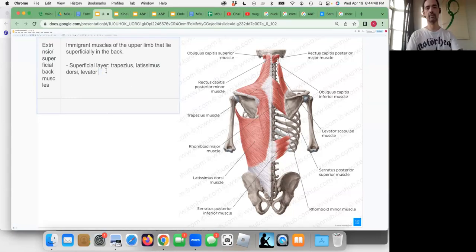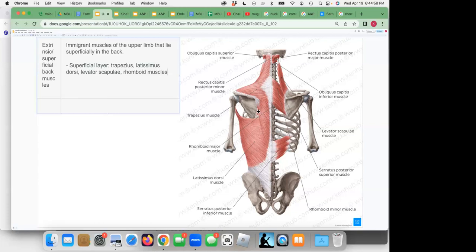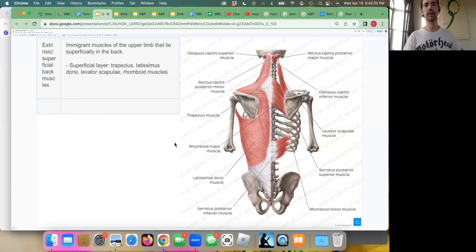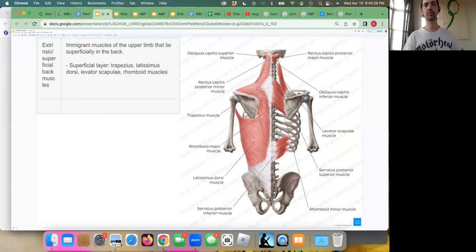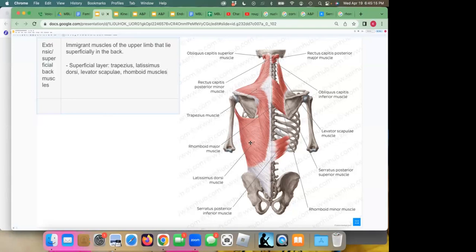And which one would depress the scapula most, the rhomboids or the lower trapezius? Lower trapezius, that's right. Which one would function in side bending, the latissimus dorsi muscle or the serratus posterior inferior? The latissimus dorsi.